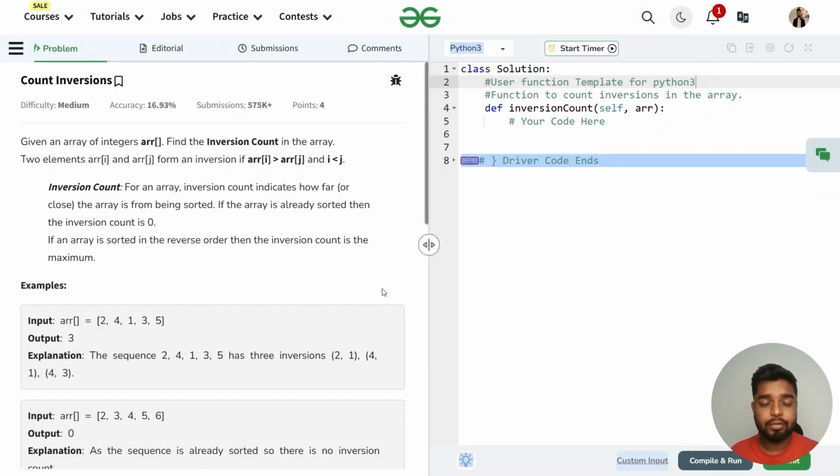In this video, we are going to solve the problem count inversions. Let's read the problem statement and understand what we have to do in this problem.